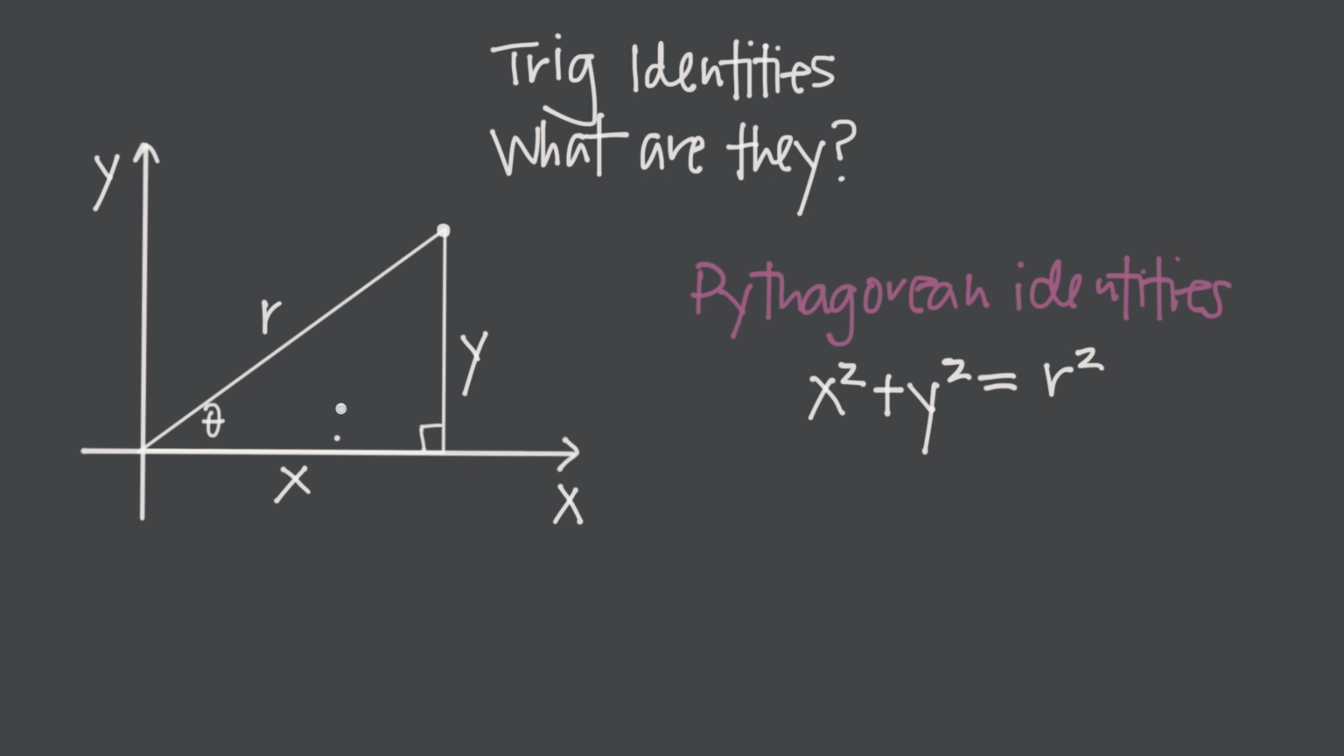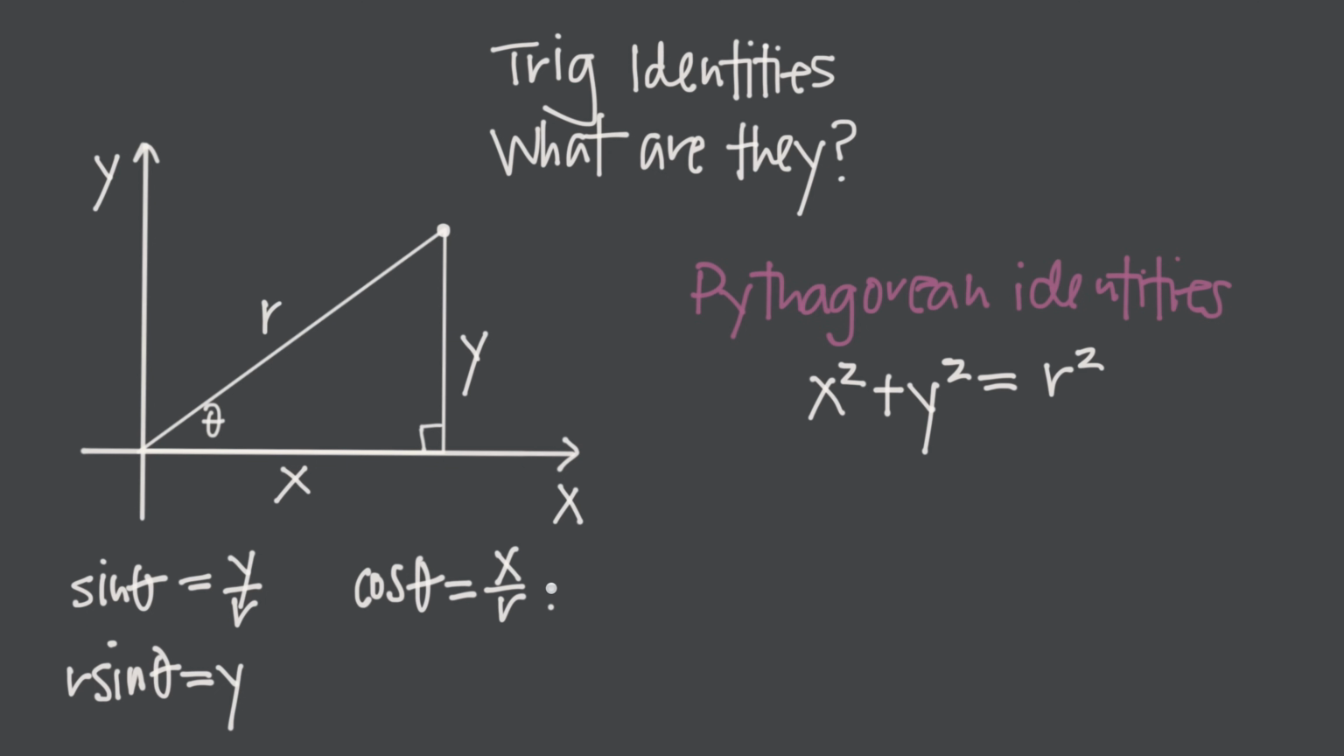Remember though, before when we were looking at our six trig functions, we said that sine of theta was equal to opposite over hypotenuse, y over r. Well, if we multiply both sides by r, we get r sine theta is equal to y. And that's important because here we have our Pythagorean theorem and we have a value for y. We're going to end up substituting this into y. So we have that value. Remember, we said also that cosine of theta was adjacent over hypotenuse, so that was x over r. And if we multiply both sides by r there, we get r cosine theta is equal to x.